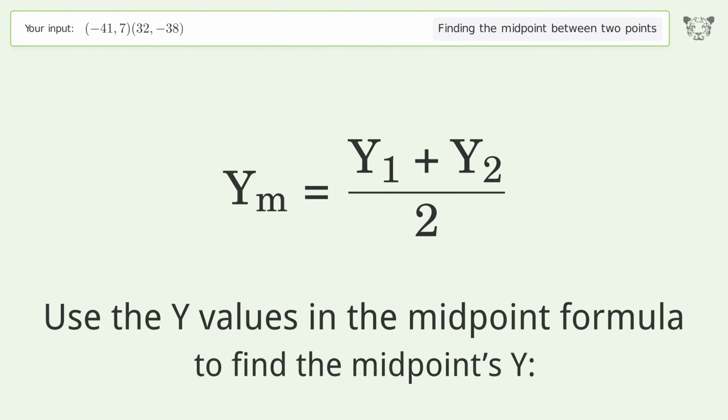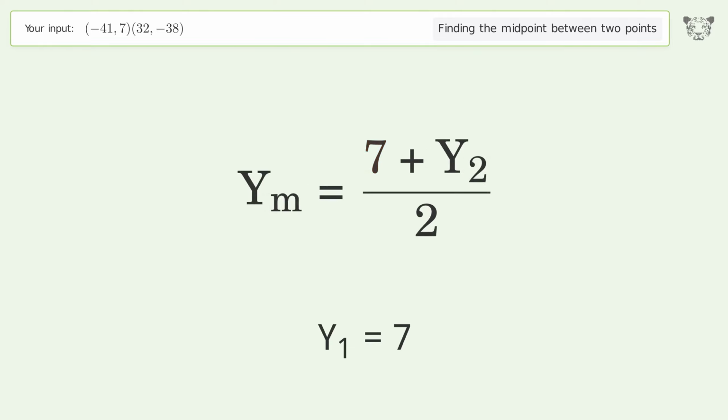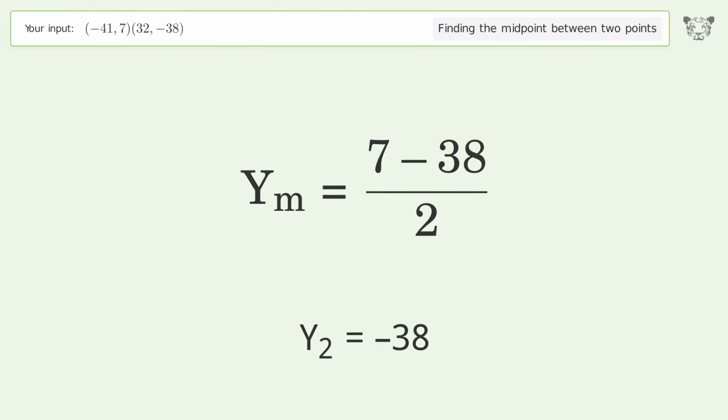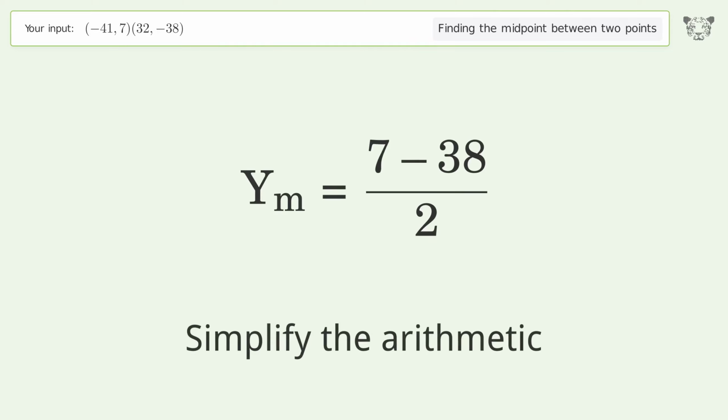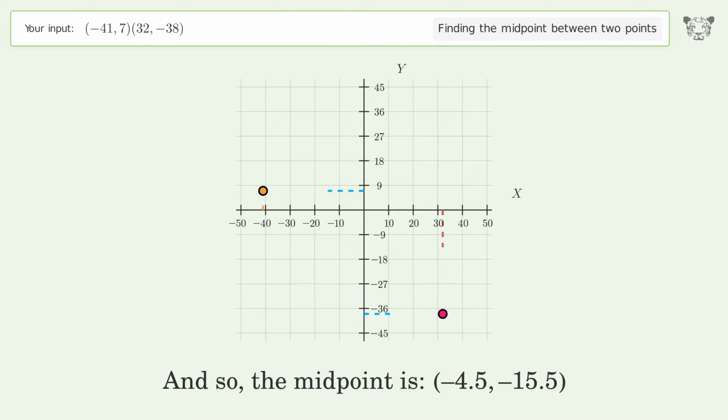Use the y values in the midpoint formula to find the midpoint's y. y1 equals 7. y2 equals -38. Simplify the arithmetic. And so, the midpoint is -4.5, -15.5.